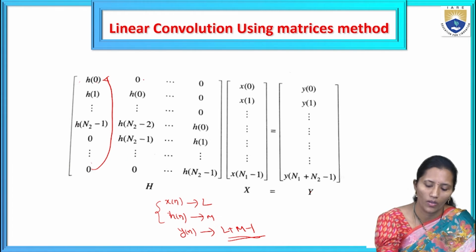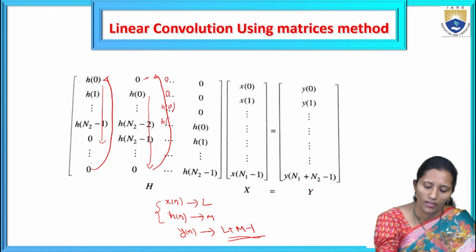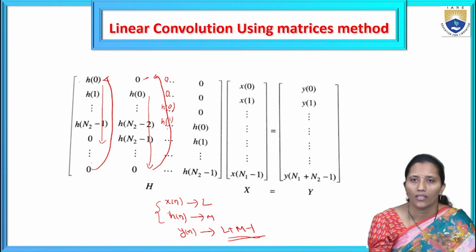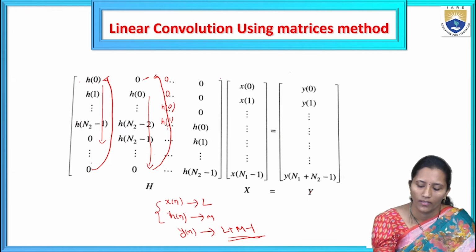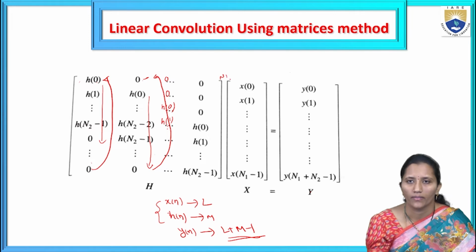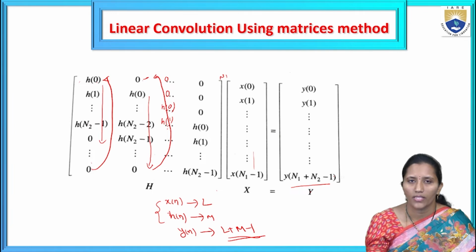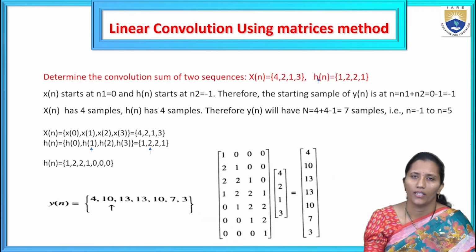So this 0 will go up and these samples will come down. Again, this 0 will come here, h of 0, h of 1, like that. These samples will come. We have to repeat this rotation up to n1. And here we have to represent the x values in a column and multiply these two, and you will get the y values. If we see one example, it will be very easy to find the linear convolution.